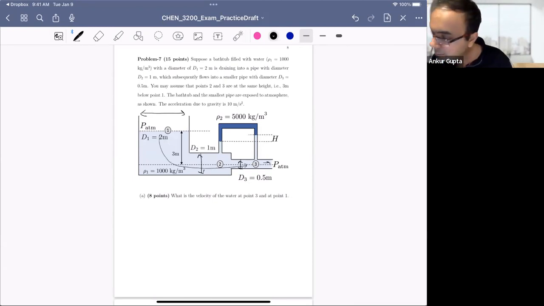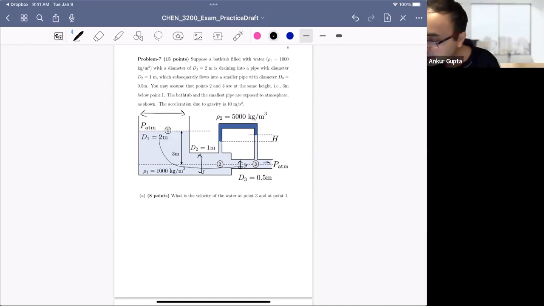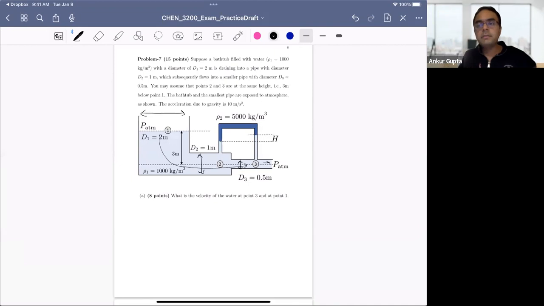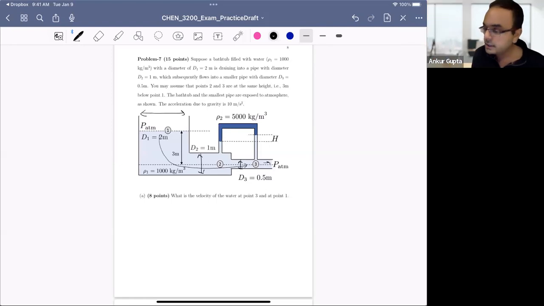And then you may assume that points 2 and 3 are the same height. So the dotted line also indicates that, and that is 3 meters below. And so point 1 is at a higher depth. So that's why water is flowing, because of gravity. And then the bathtub and the smallest pipe are exposed to atmosphere. So the pressure at 1 and 3 are given to be pure atmosphere. The acceleration due to gravity is 10 meters per second square. Okay. So that's the setup.